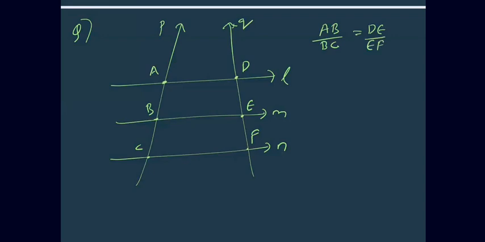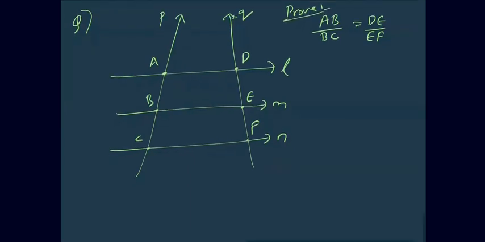In the midpoint theorem we have solved a similar type of example. Just think about this problem. You need to prove that AB over BC is same as DE over EF. So let's try this problem for a couple of minutes, then we'll discuss.